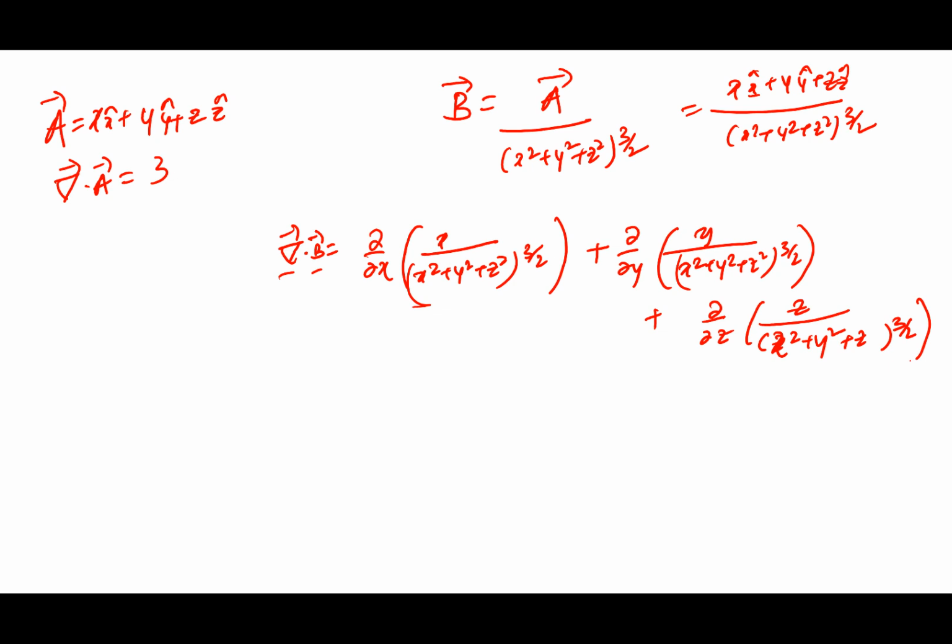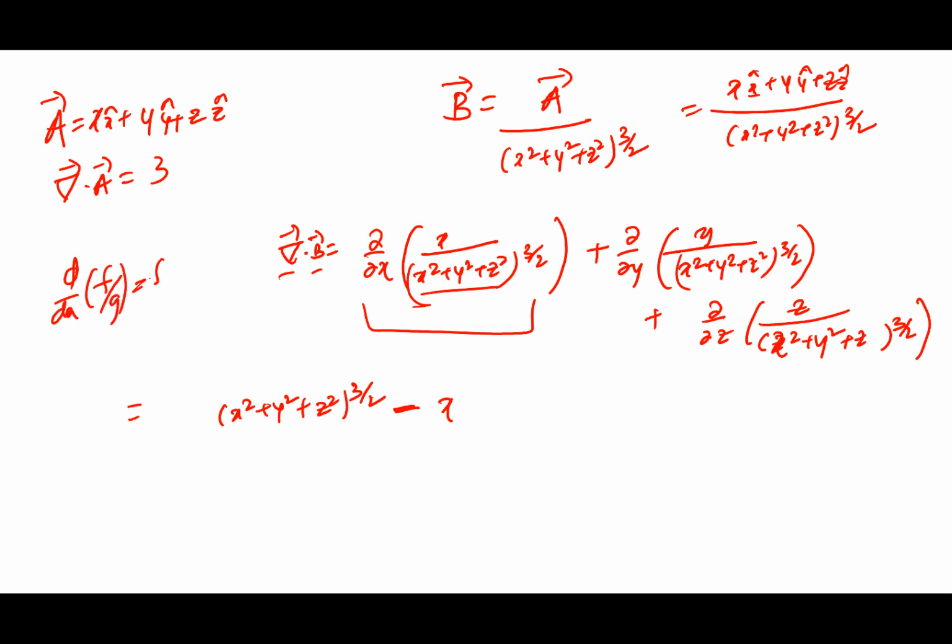So now you can use a simple quotient rule. For example, if you look at this part, you can use simple quotient rule, right? So the derivative of this would be simply x squared plus y squared plus z squared to the 3 by 2, minus x times the derivative of the denominator. I'm using the quotient rule, so d by dx of f over g would be equal to f prime g minus f g prime by g squared, where the prime indicates derivative, right?